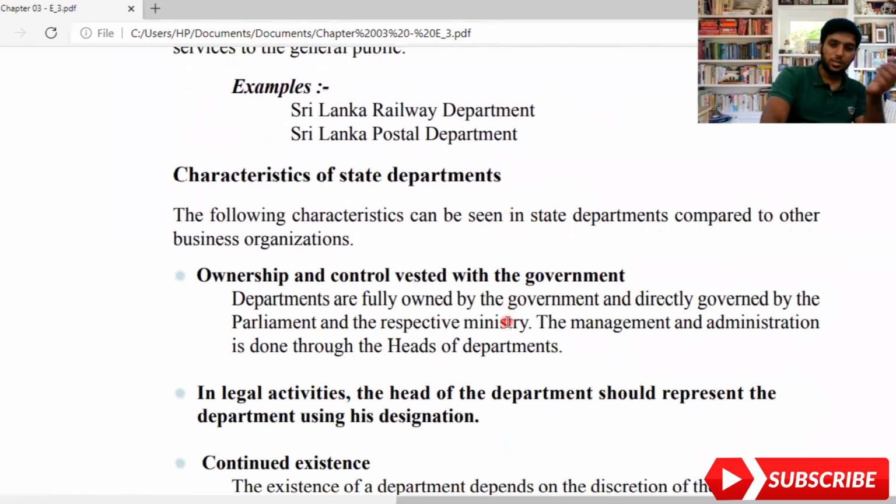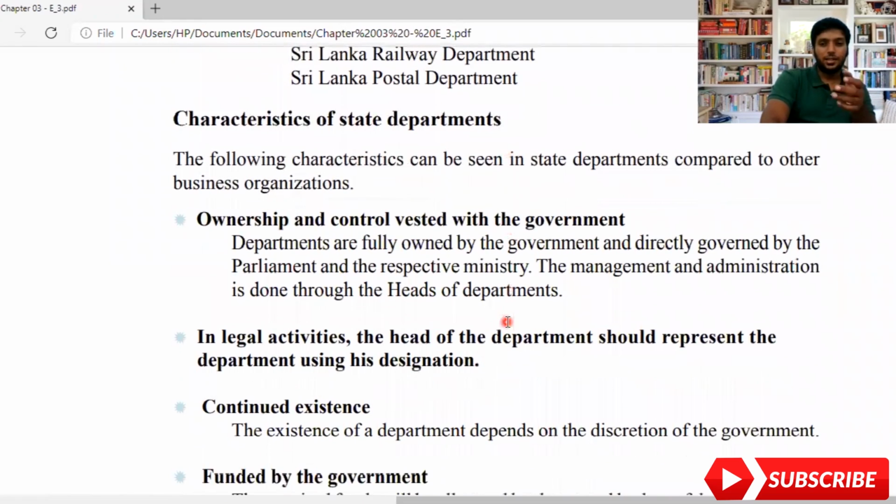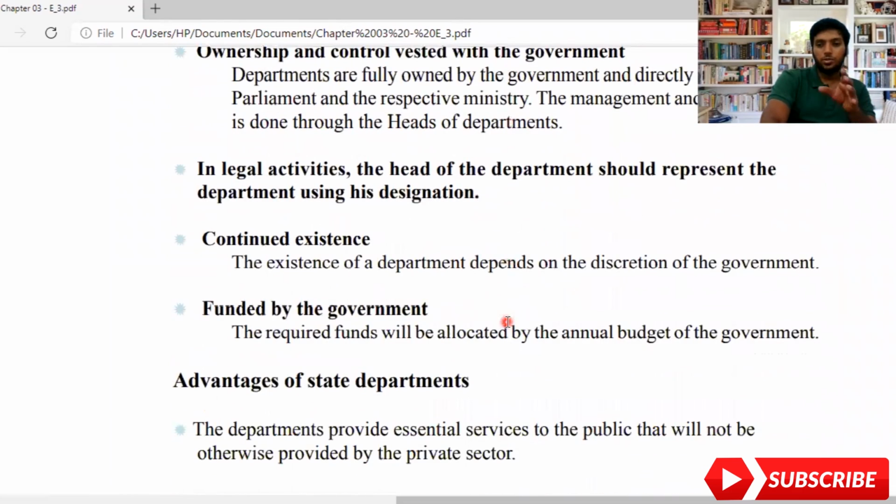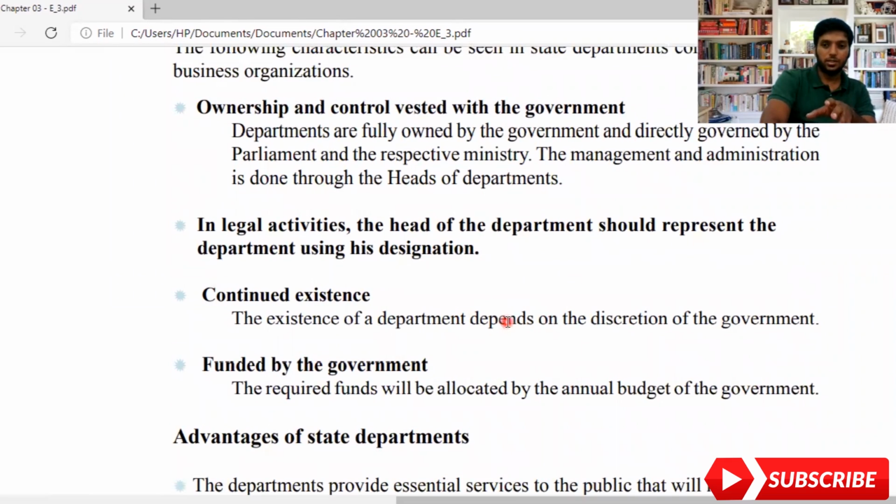In a corporation, the main target is profit. Here, the main target is to help people. Characteristics of a state department: it is controlled completely by the government, like state corporations. In legal activities, the head of the department should represent the department using his designation. So when you are carrying out any activities, the department should show which department it is, whether giving some sort of certificate, business registration, or any type of permission. They want to show which department they belong to.